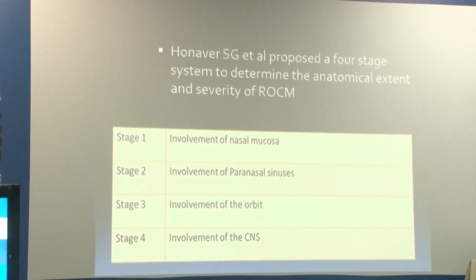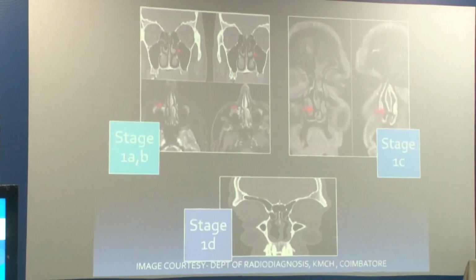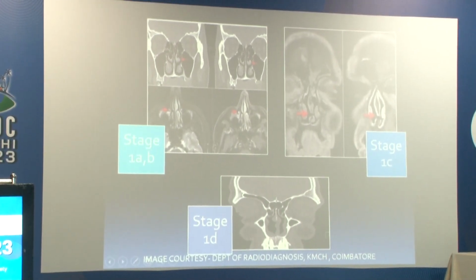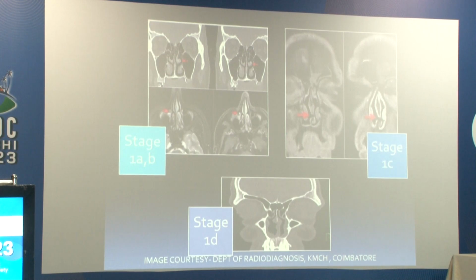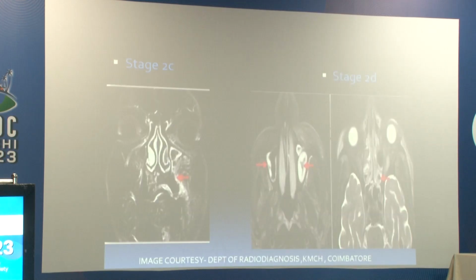Thus, Honavar et al. proposed a 4-stage system to determine the anatomical extent and severity of ROCM. These are a few images of stage 1, which involves nasal mucosa: stage 1A with middle turbinate, 1B with inferior turbinate, 1C with nasal septum involvement, and 1D with diffuse nasal mucosal involvement. These are images of stage 2, which involves the maxillary sinus: stage 2A with 1 sinus involvement, stage 2B with more than 2 ipsilateral sinus involvement, stage 2C with more than 2 ipsilateral sinus involvement with or without hard palate and cavity, stage 2D with bilateral paranasal sinus involvement.